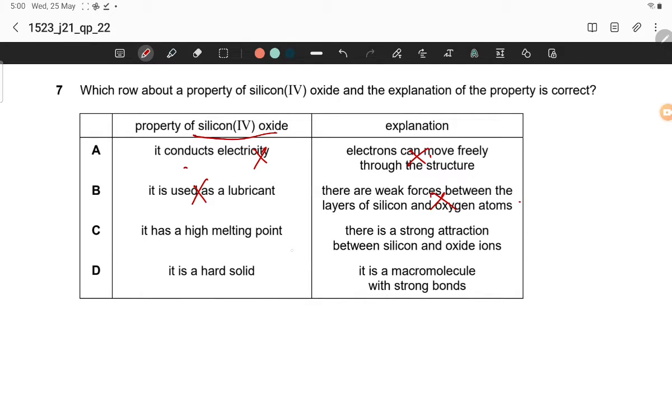It has a high melting point. There is a strong attraction between silicon and oxide ions. Silicon(IV) oxide is a covalent giant structure. It has strong covalent bonds. So this is not oxide ion and silicon ion. This is incorrect. It has a high melting point. This is correct, but this explanation is not correct. It is a hard solid. It is correct. It is a macromolecule with strong bonds. Yes, this is correct. D option must be correct.